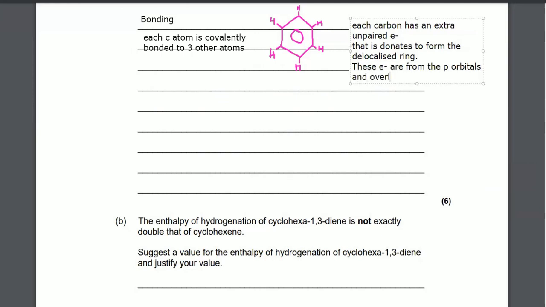And this is where the p orbitals, so the electrons from those 2 p orbitals in each of the 6 carbon atoms, 1 electron from the 2 p orbitals has been shoved in there and has overlapped to form what's called a pi cloud. And so, yeah, that's all you need to discuss on the bonding in order to get the 2 marks.